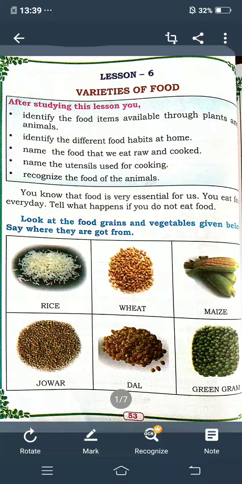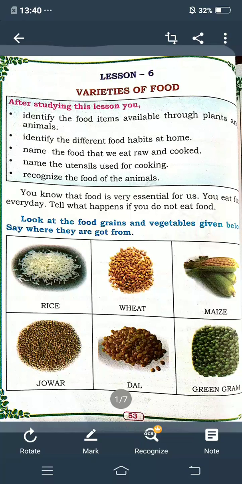So if you have a science textbook, please take that science textbook and open page number 53. On page number 53, the lesson name is Varieties of Food. That is lesson number 6. The lesson name is Varieties of Food.